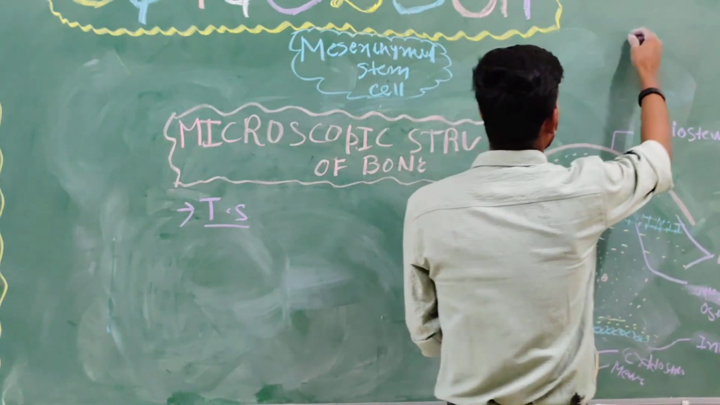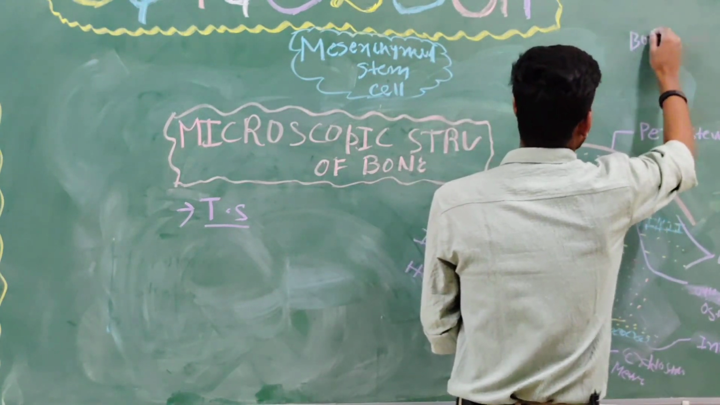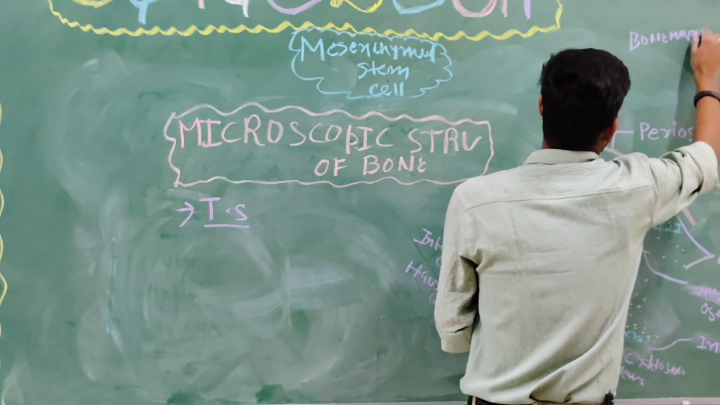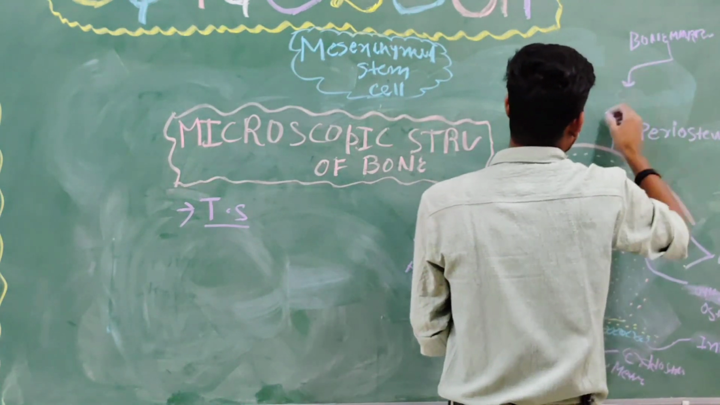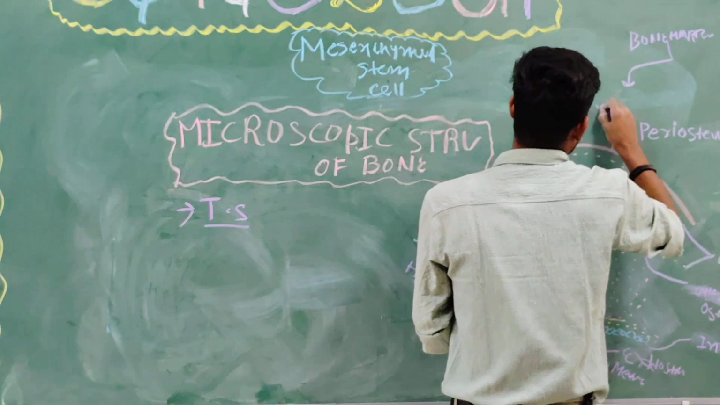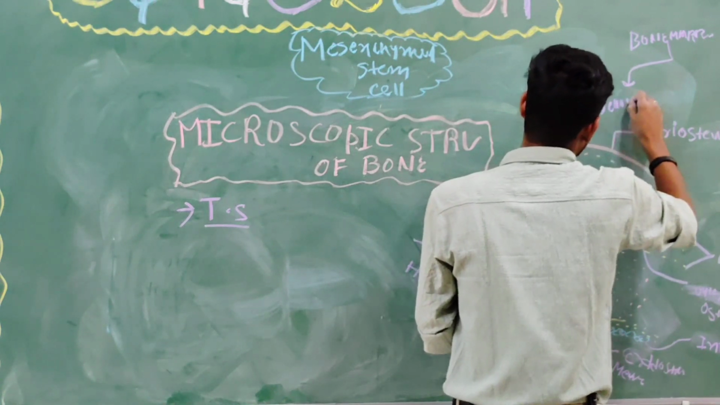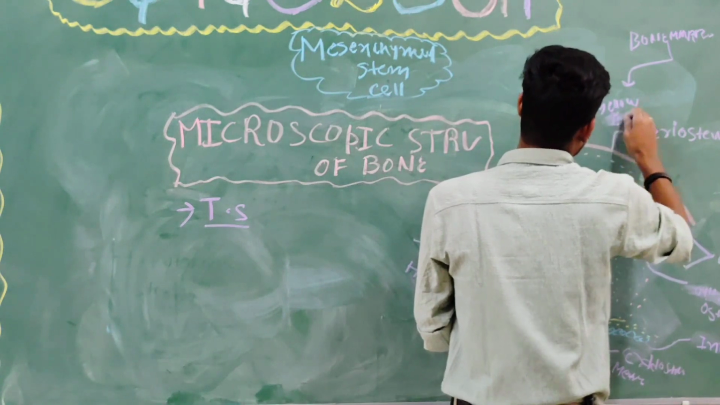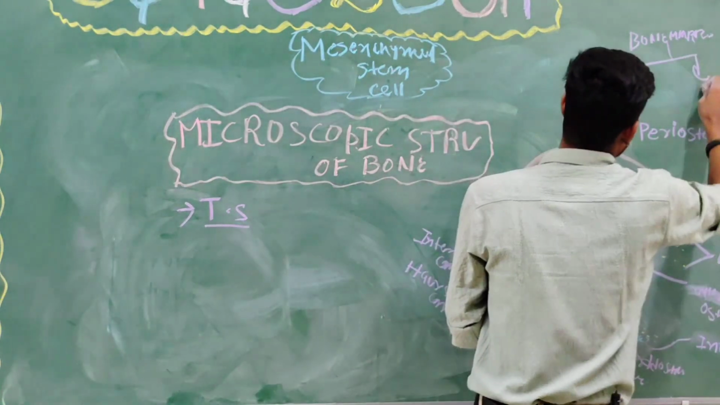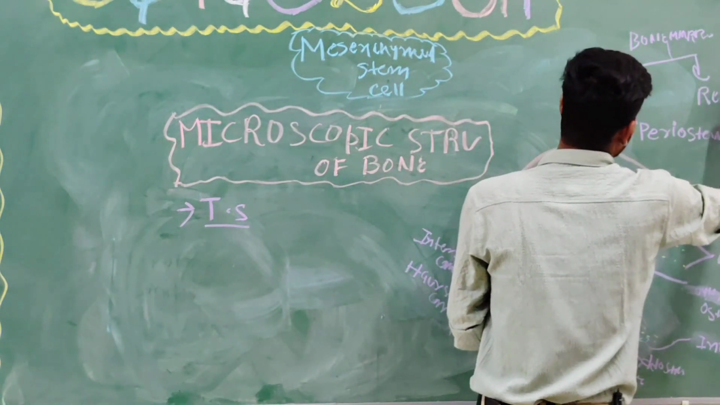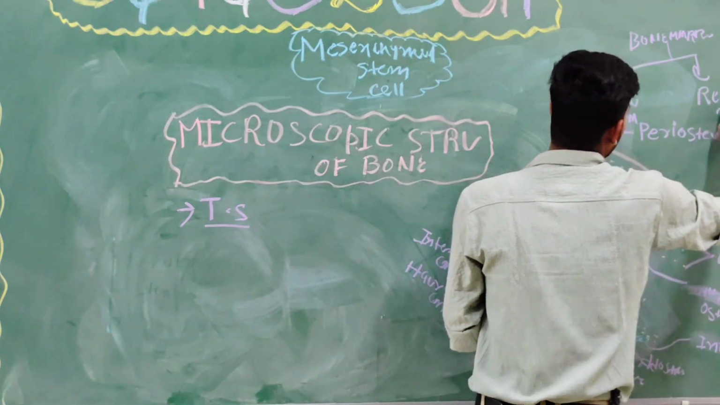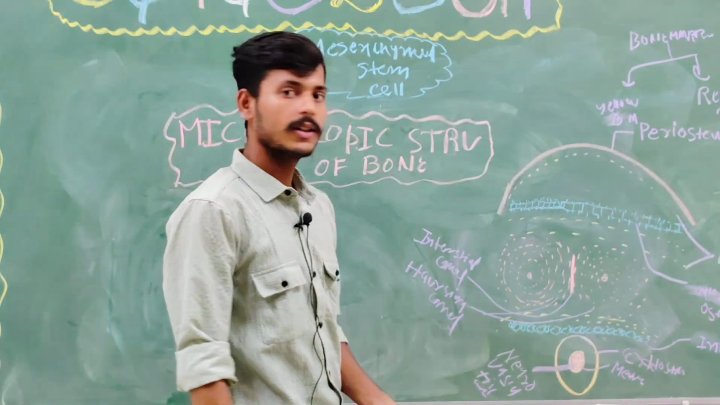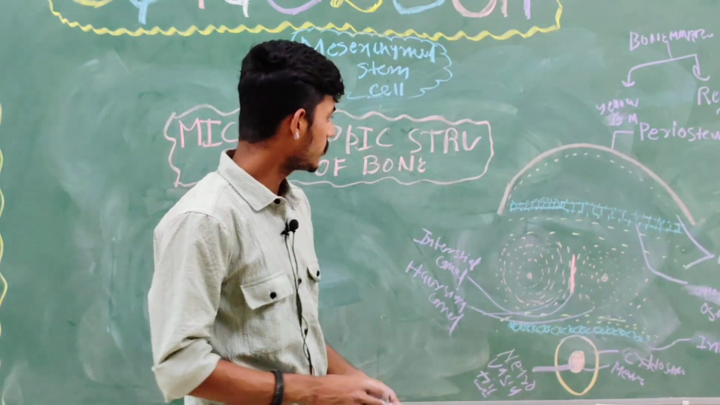So generally bone marrow is of two types. One is called, we can say, yellow bone marrow, which is present initially, and one is called red bone marrow. Okay, clear? In the bone marrow, there is a formation of the blood.